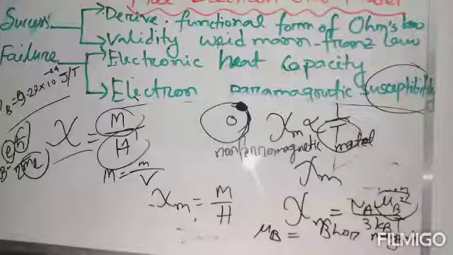So up to here, these are the failures of the free electron gas model. We will learn more about the free electron gas model next.